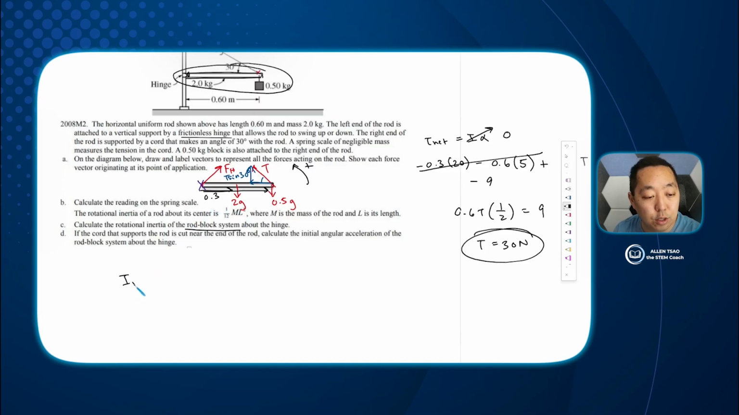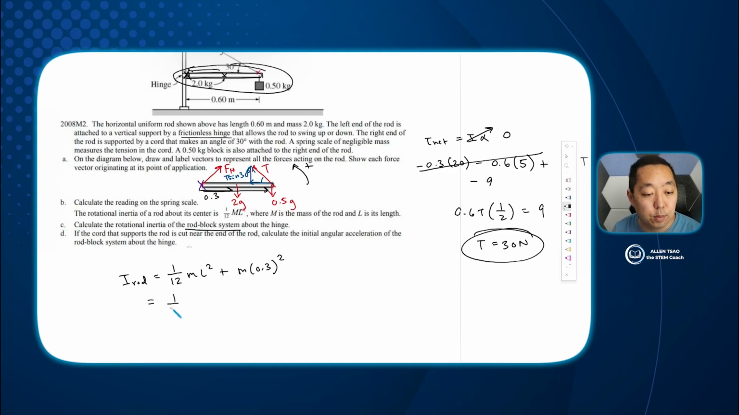So the rotational inertia of the rod around the end, because we're rotating around this axis right here, it's around the end, we have to do parallel axis theorem. So that's going to be 1/12 ml squared plus how far you shifted it. Here's the center of mass of the rod. You shifted it a distance 0.3 meters. So that's going to be m times 0.3 squared.